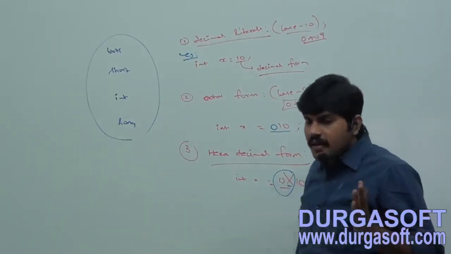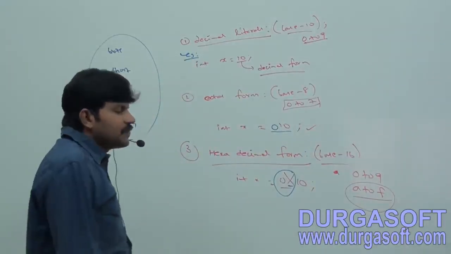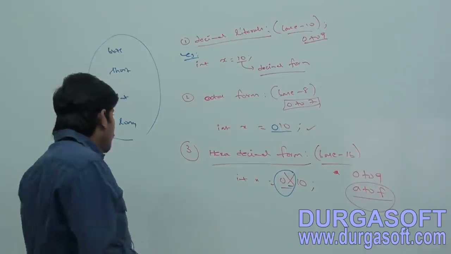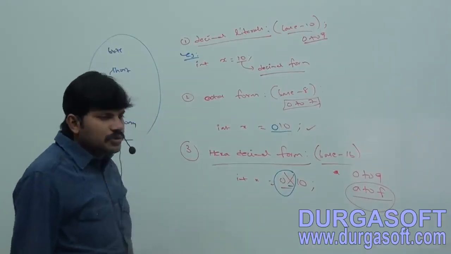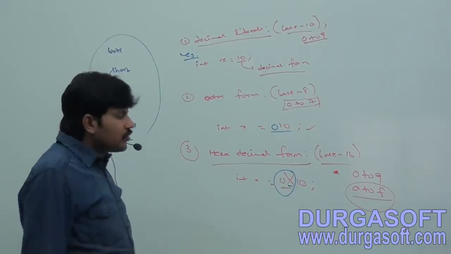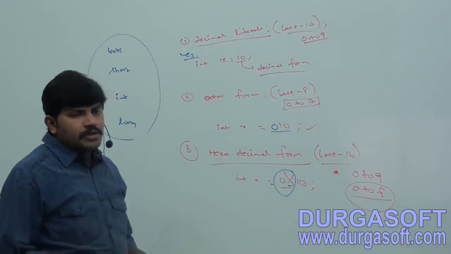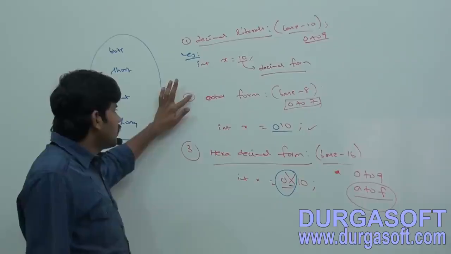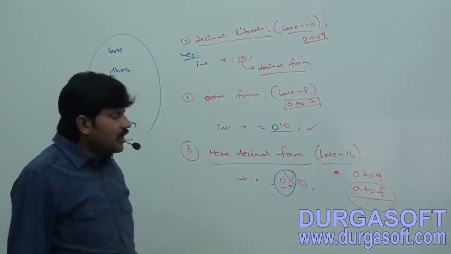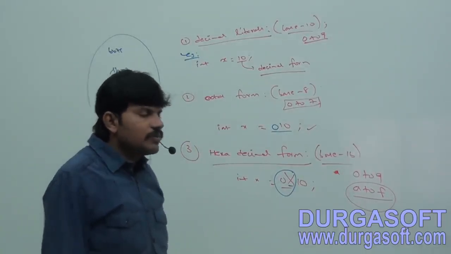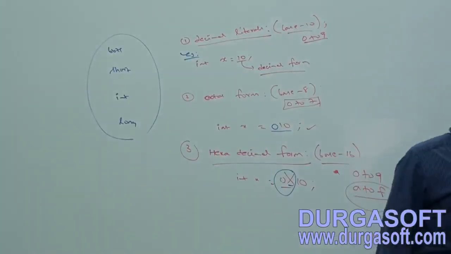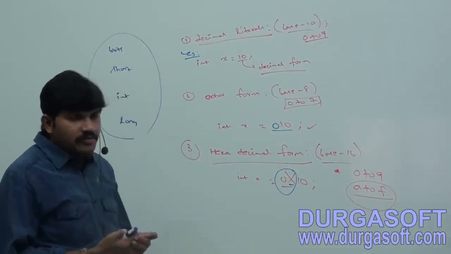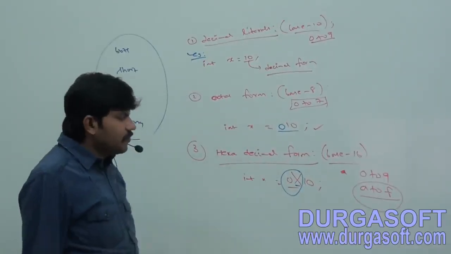Next, literal value should be prefixed with 0. Next, example, int x is equal to 010. Next, third one, hexadecimal form.